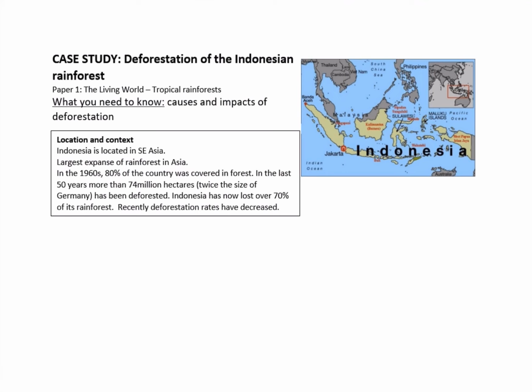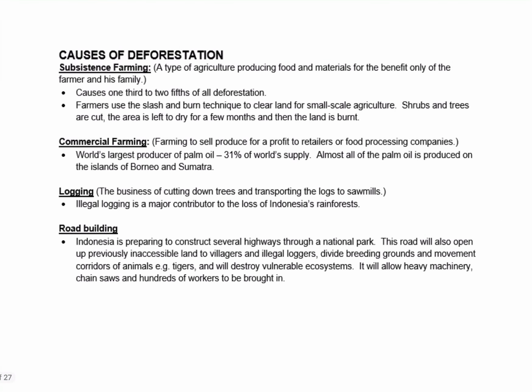Your other big case study in this unit is the Indonesian rainforest. What do you need to know? You basically need to know the causes and impacts of deforestation. Indonesia is located in Southeast Asia. It's got one of the largest expanses of rainforest. Back in the 60s, you had approximately 80% of Indonesia that was covered in rainforest. That's why it's so special. That's why we studied it.